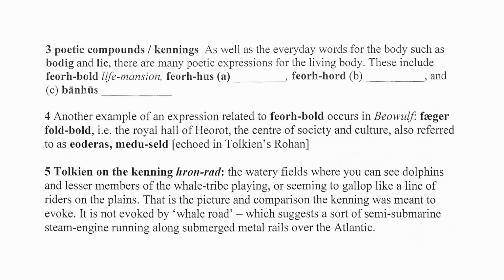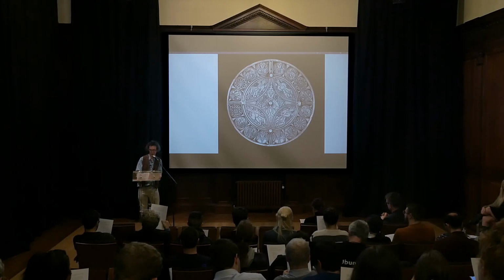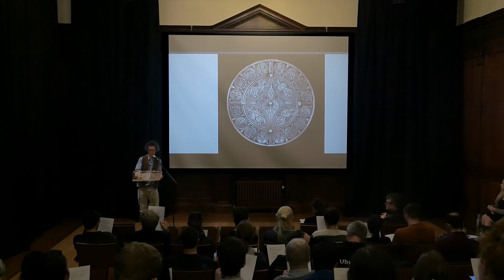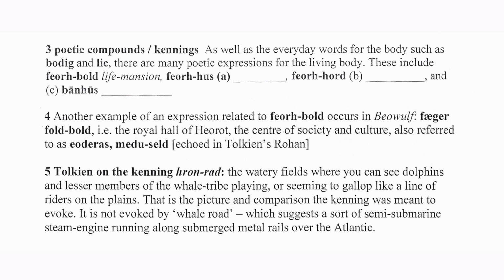And Heorot has come into modern English as H-A-R-T, as in hunting the hart, the white hart. It means the stag. And Meduseld, which was taken up by another Old English enthusiast, J.R.R. Tolkien, for his Riders of Rohan, means a mead hall. Tolkien, of course, was the professor of Anglo-Saxon at the University of Oxford, and his lectures on Beowulf were famous at the time and have been published since.